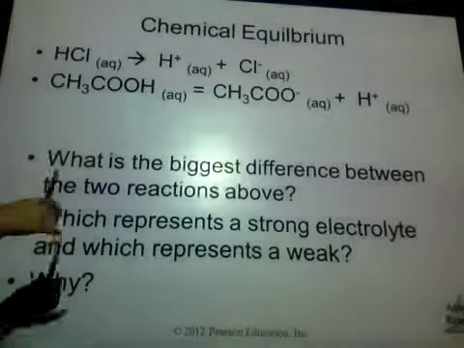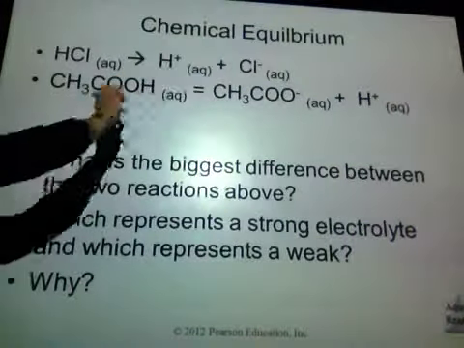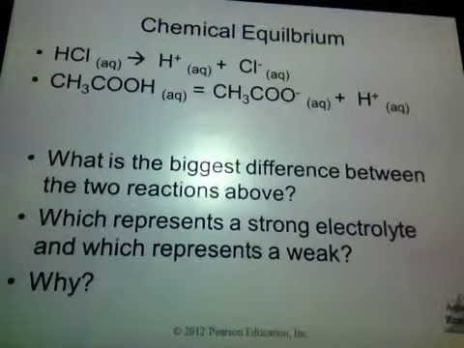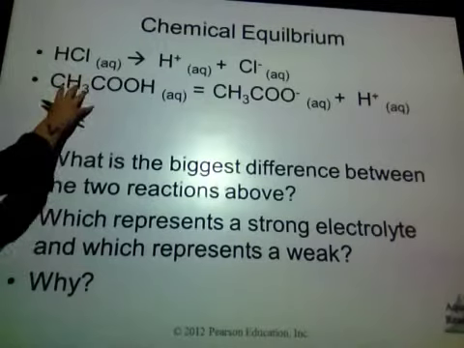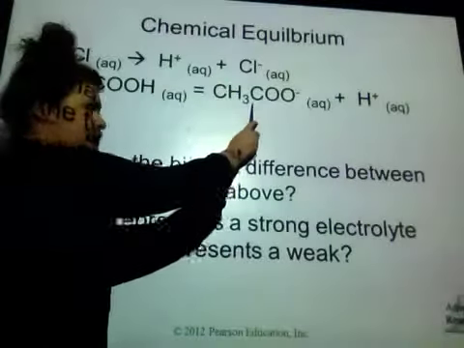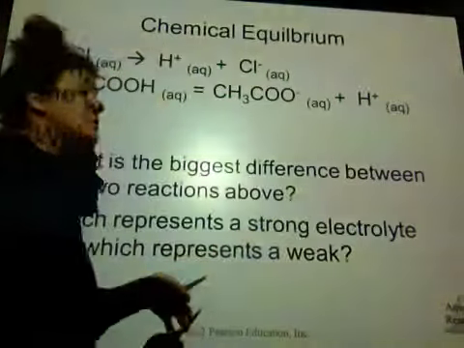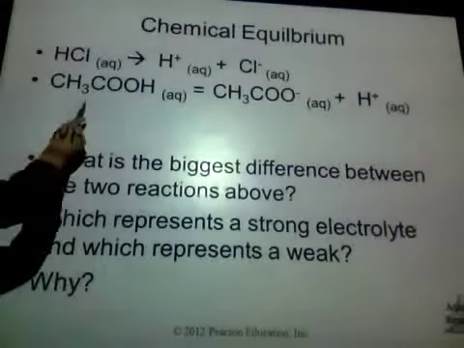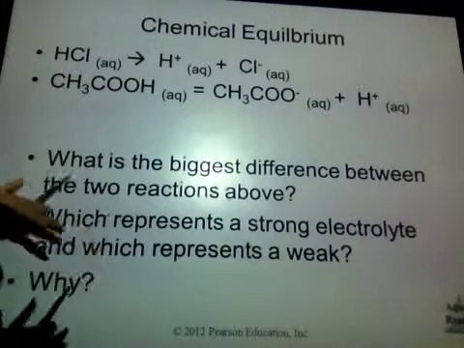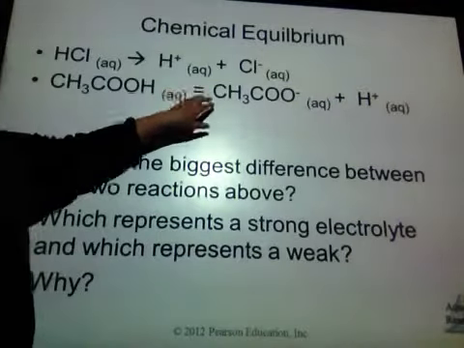But there's a big difference in these reactions. This reaction is completely going to form those ions, and I have no HCl left over. In this reaction with acetic acid, I'm making acetate ions, and I'm also producing hydrogen ions, but I also have a little bit of this acetic acid left in my solution. I can't ever get rid of it, and I know that because of this double arrow here.